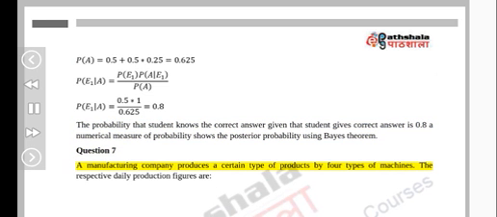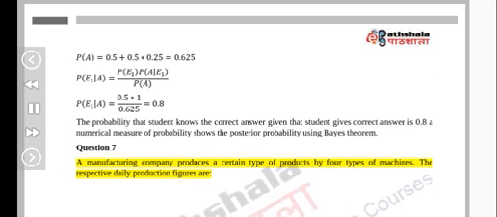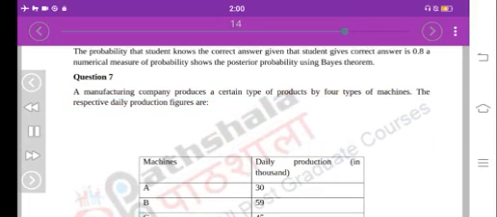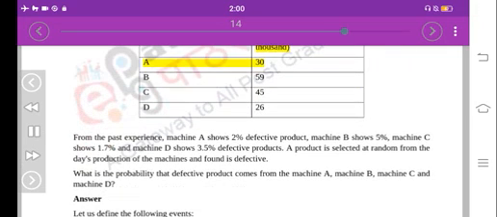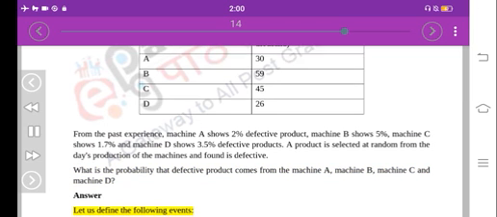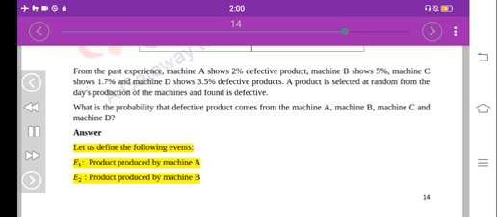Question 7. A manufacturing company produces a certain type of products by 4 types of machines. The respective daily production figures are: machines daily production in 1000: A 30, B 59, C 45, D 26. A product is selected at random from the day's production of the machines and found as defective. What is the probability that defective product comes from machine A, machine B, machine C and machine D? Answer. Let us define the following events. E1, product produced by machine A. E2, product produced by machine B.